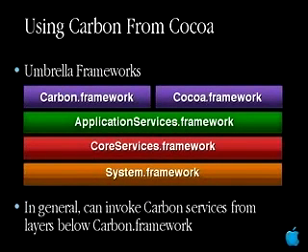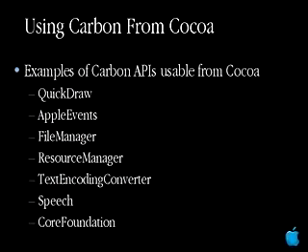Now, if you look at the Umbrella Frameworks picture, which you've seen about 40 times, I bet, you see that we have the various levels below the two. I think, in general, we can say that you can invoke Carbon services from application services and core services frameworks without any problem. So examples of Carbon APIs you can use from Cocoa include QuickDraw, Apple Events, File Manager, Resource Manager, text encoding converter, speech, I mean anything else that comes from low-level Carbon or application services. And of course, Core Foundation.